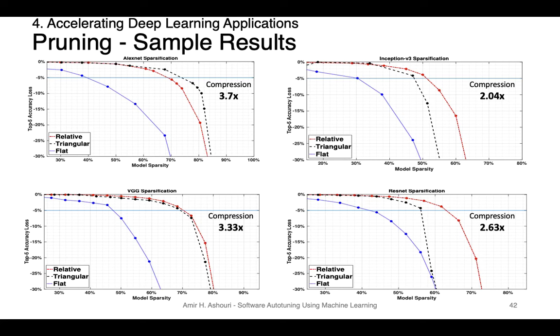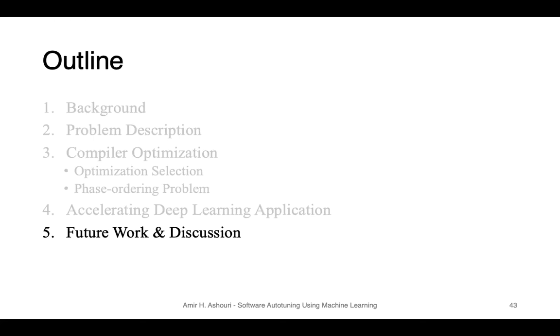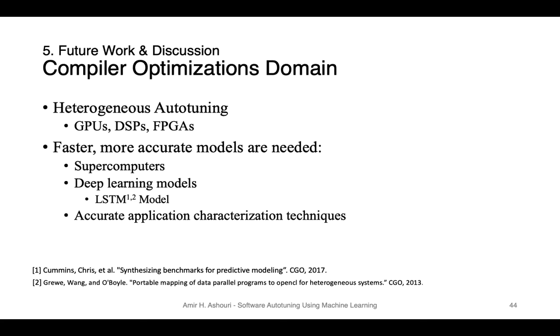All right, so I'm mostly done. I'm just going to wrap up my presentation with some speculation and future work. In the compiler optimization domain, we now have a heterogeneous world. We are using more GPUs, we are using DSPs in mobile devices, we are using FPGAs. So we need to expand our auto-tuning strategies from CPU only towards heterogeneous auto-tuning as well.